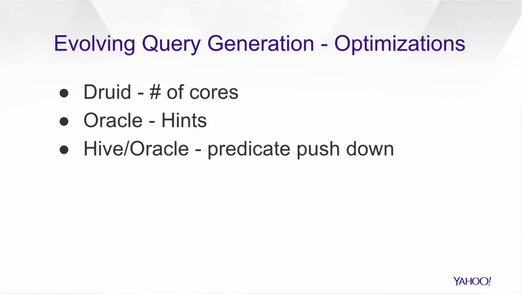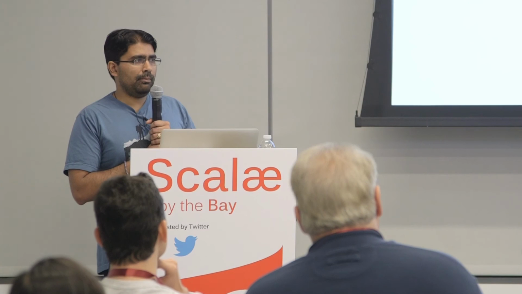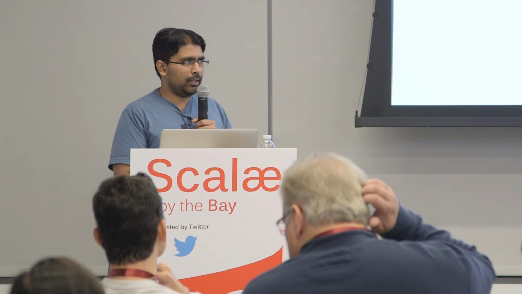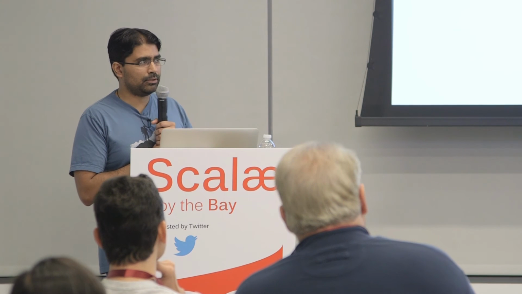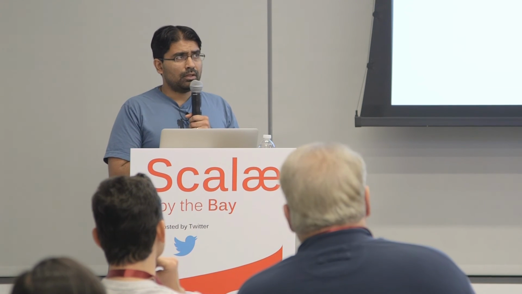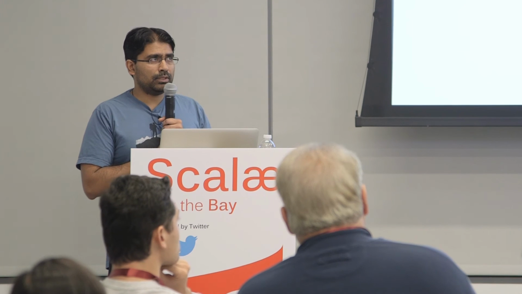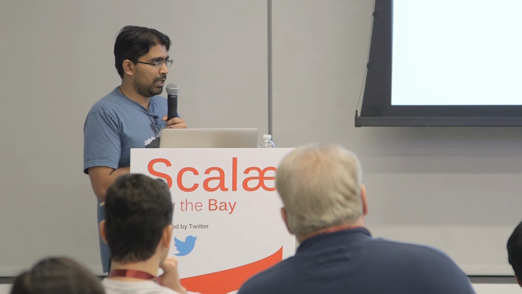Here's a set of optimizations that we've built using the cost estimation information that is passed down through the request model. For Druid, our cluster has roughly 4,000 cores that are threaded, and we can make decisions on how many cores we want to allocate to running a particular request based on the cost estimation information that is passed through. We can also make decisions on what kind of hints we want to send Oracle, depending on the kind of query it is.